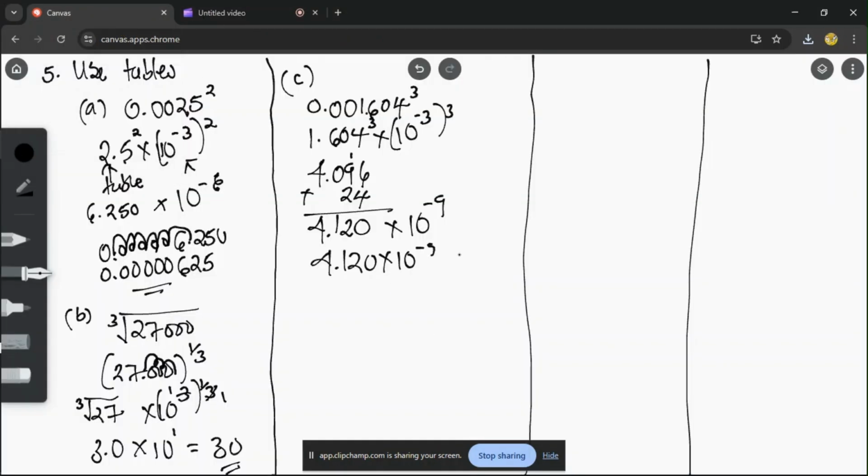Right, so we have power 9 here. This is a negative, so it means I am dividing by a number with 9 zeros. So it means I'm moving towards my left 9 steps. So I'll come and say 4.120. We move 1, 2, 3, 4, 5, 6, 7, 8, 9. So the decimal is somewhere here.